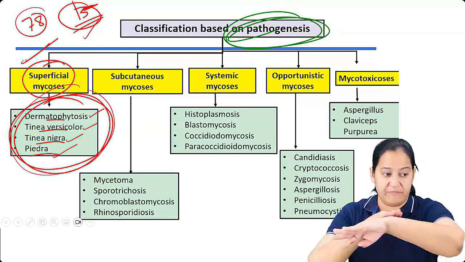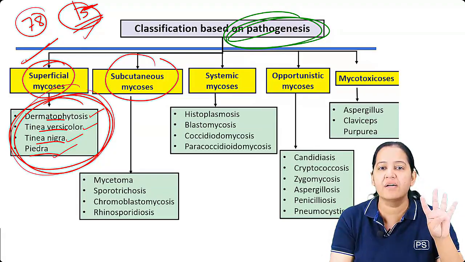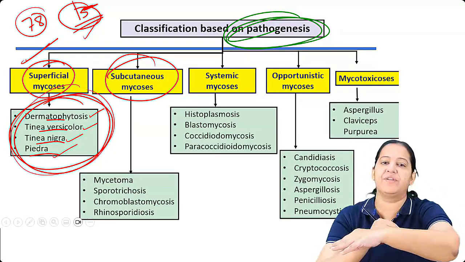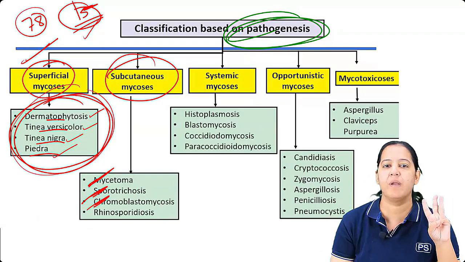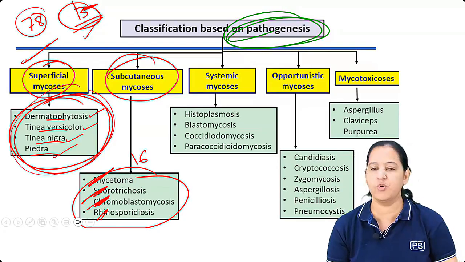So this is the superficial. Just below the superficial, we have the subcutaneous layer. There are 4 fungus which involve the subcutaneous layer, not the superficial: mycetoma, sporothrix, chromoblastomycosis, and rhinosporidiosis. Please see page number 16 of your chart, the next page, the next 4 fungus. I'm going to teach you all 4 one by one.